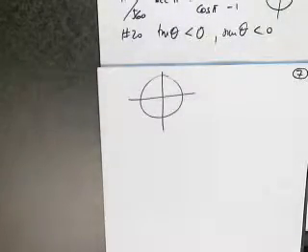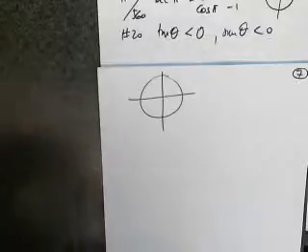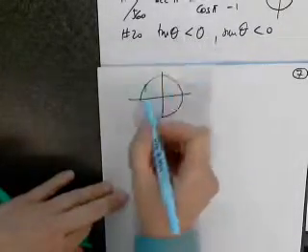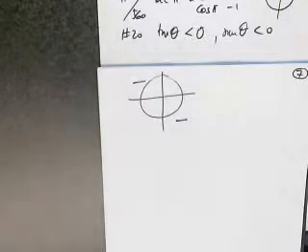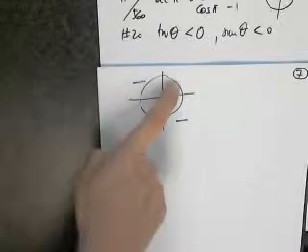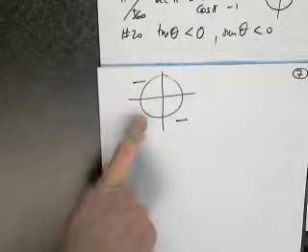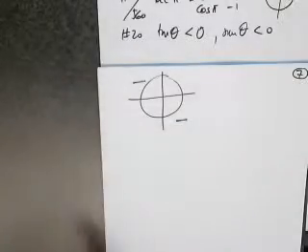Tangent is negative in which quadrants? The answer is where sine and cosine have opposite signs. Exactly. So tangent is negative here and here, indeed, where sine and cosine have opposite signs. Sine and cosine are positive here, so tangent will be positive. Sine and cosine are both negative here, so tangent will be positive. So that's why tangent is negative in the second and the fourth.